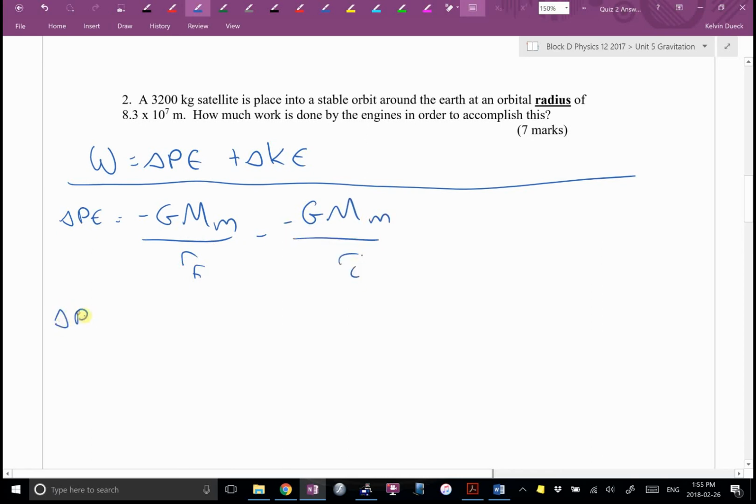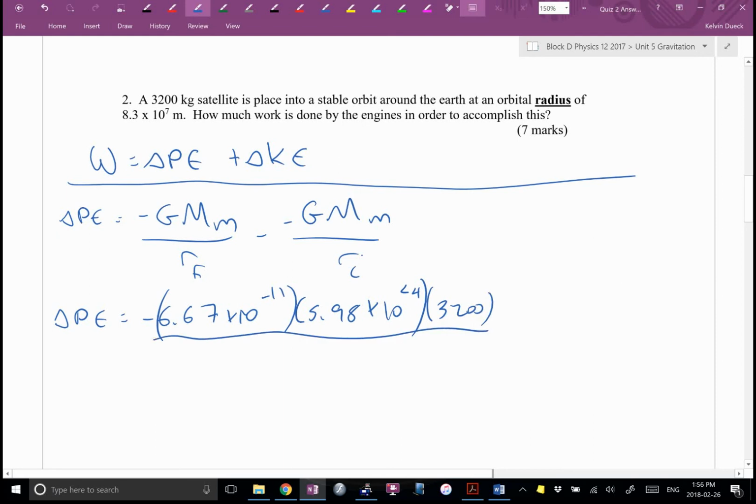Holy smokes, this is going to be negative 6.67 times 10 to the negative 11. Are we back on the Earth? Back on the Earth. 5.98 times 10 to the 24th, times 3,200, divided by, this is a radius, so I can just plug in 8.3 times 10 to the 7th, minus, which is a plus, ditto mark times ditto mark times ditto mark, divided by 6.38 times 10 to the 6th.